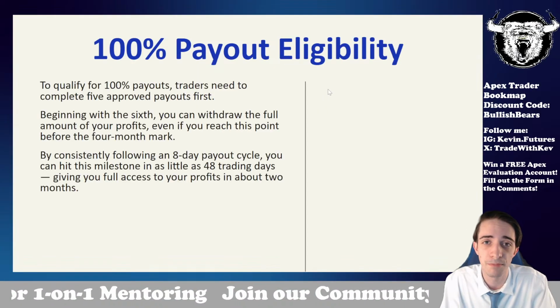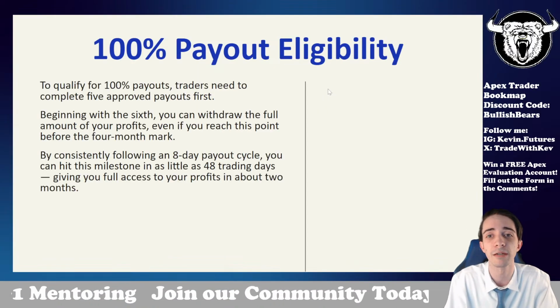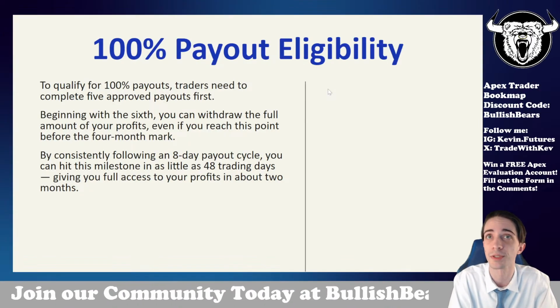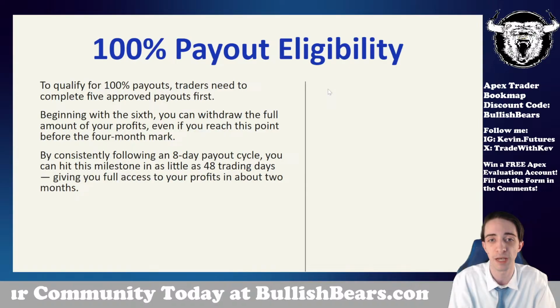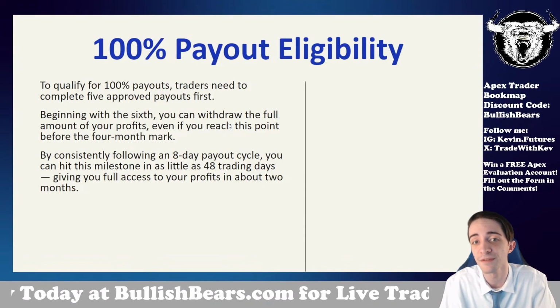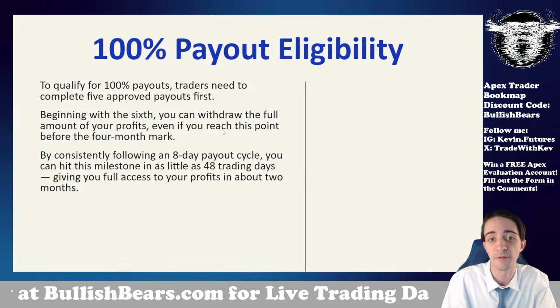100% payout eligibility. So guys, to qualify for 100% payouts, traders need to complete 5 approved payouts first. So once you complete those 5 approved payouts, on the 6th payout, you can withdraw the full amount of your profits, even if you reach this point before the 4-month mark.